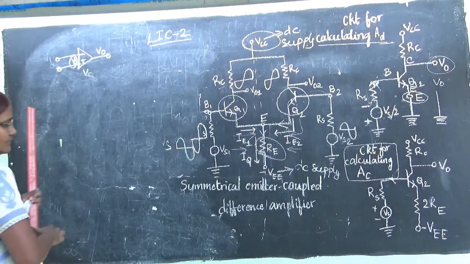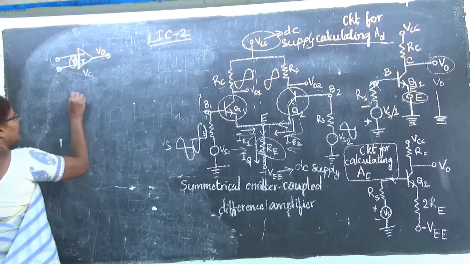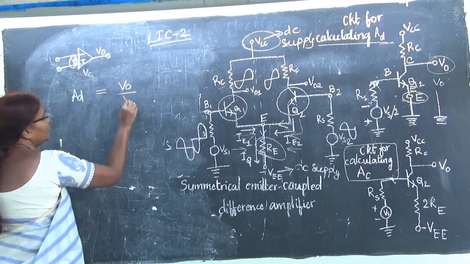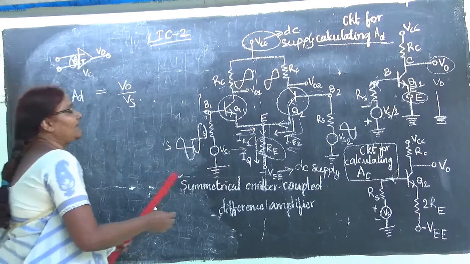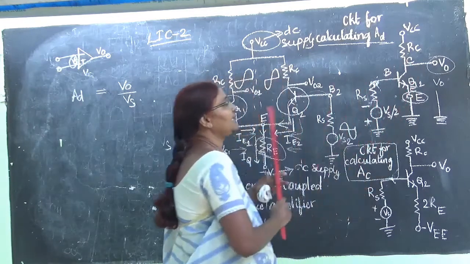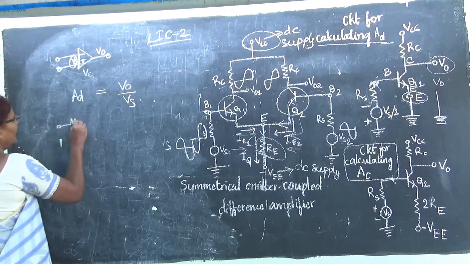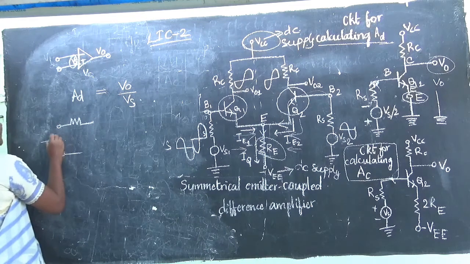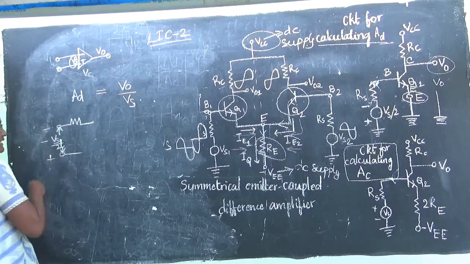I hope you understood this. This is the circuit to find AD, that is, differential gain AD calculation. So what is my AD? AD should be V0 by Vs. Now I will replace this transistor with my hybrid small signal equivalent, hybrid equivalent replace చేస్తాం. Now my Rs and this is minus Vs by 2 voltage. Minus and arithmetic minus ఉంటుంది, plus ఉంటుంది.